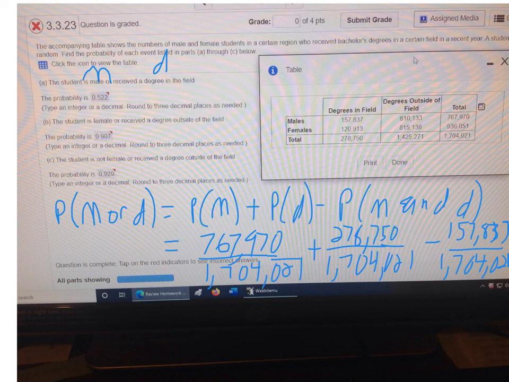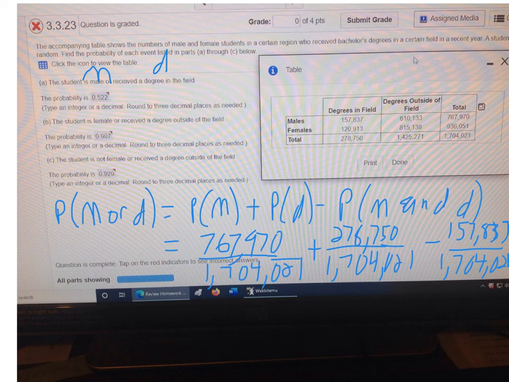I ran out of room here, but probability is a female or received a degree outside of the field. So you could work it this way here. Probability female or degree outside. Be same formula. Female would be this row. Outside would be this column.